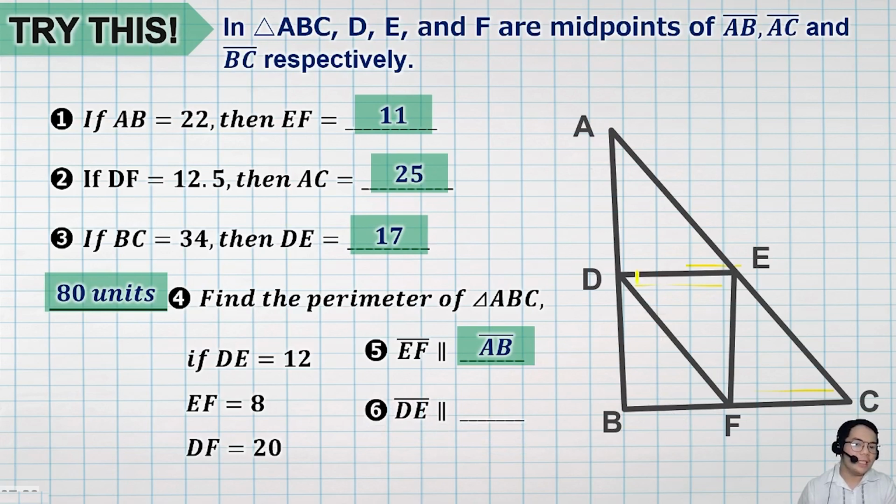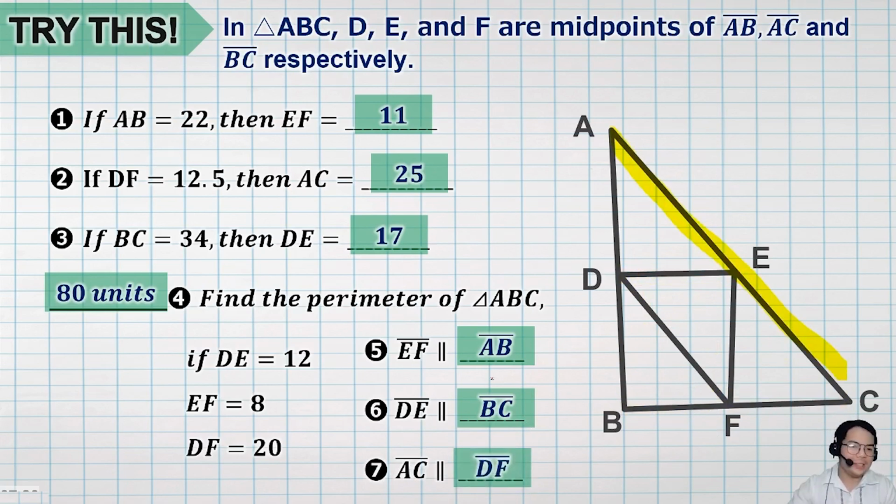Line segment DE is parallel to. So, line segment DE is parallel to line segment BC. And lastly, let's have line segment AC naman. So, ito, line segment AC is parallel to, so it's gonna be parallel to line segment DF.